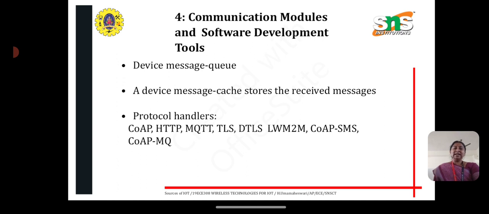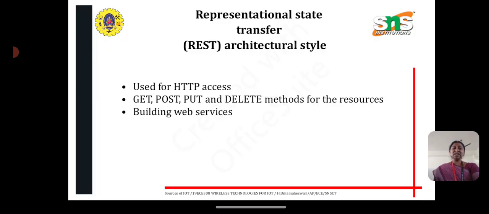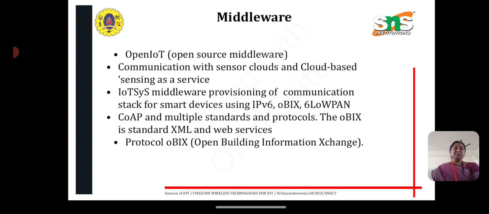Then the protocol handlers such as Constrained Application Protocol, Hypertext Transfer Protocol, Message Queuing Telemetry Transport protocol, and message queuing. This is the communication module. Then Representational State Transfer, the REST architectural style, which is used for hypertext transfer protocol access, and it is used mainly for building web services. Then the middleware is an open source middleware which is mainly used for communication with sensor clouds and cloud based sensing as a service.